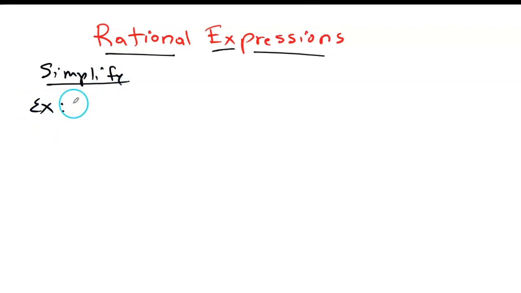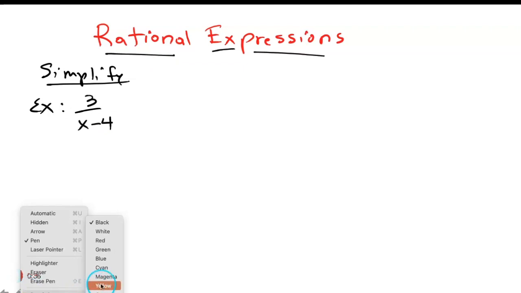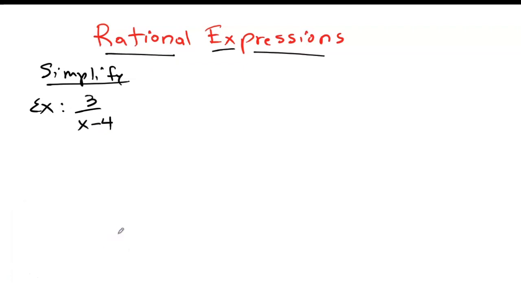Let's say that I have 3 over x minus 4. Rational means you have a fraction. That's the whole idea. When we talk about rational numbers, that means a number that you can write as a fraction. So 3 over 2 is a rational number. 1 over 5, rational number. Any whole number is a rational number. Why? Because you can divide by 1. So this is a rational fraction, and rational exponents are based on the exponent.